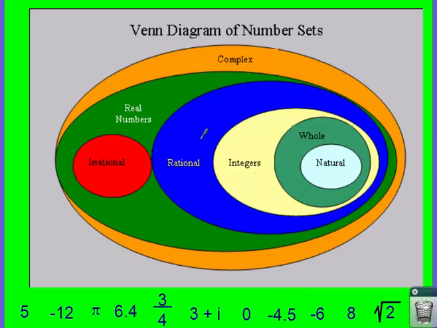Then for rational, we'd have the -4.5. We'd also have the 3/4. For irrational, we would have the pi. That's our most famous. And all of those numbers would be a real number. Okay, and that's what we're looking at.